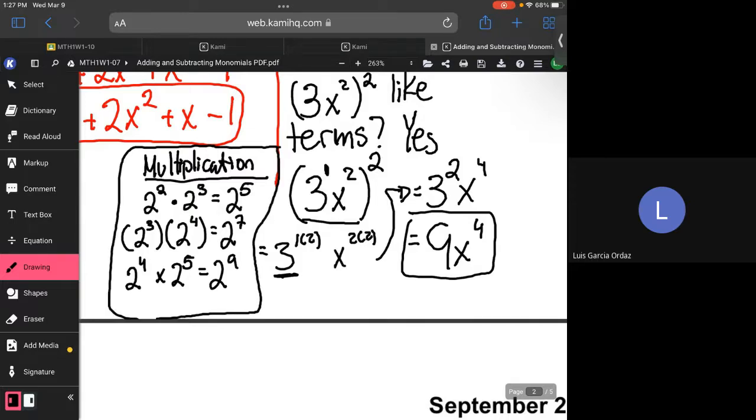Wait a minute. I didn't ask you to evaluate, so you don't have to. This is the product rule.